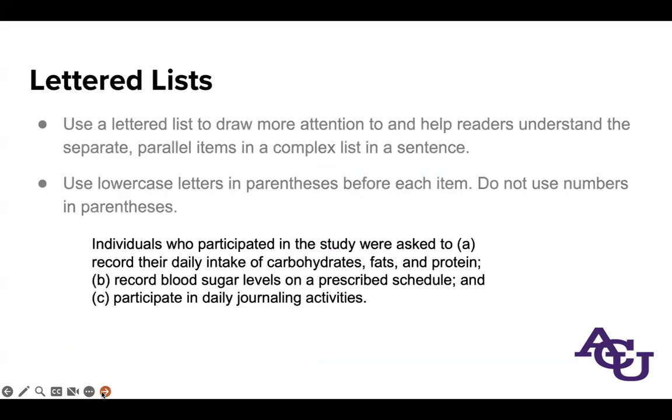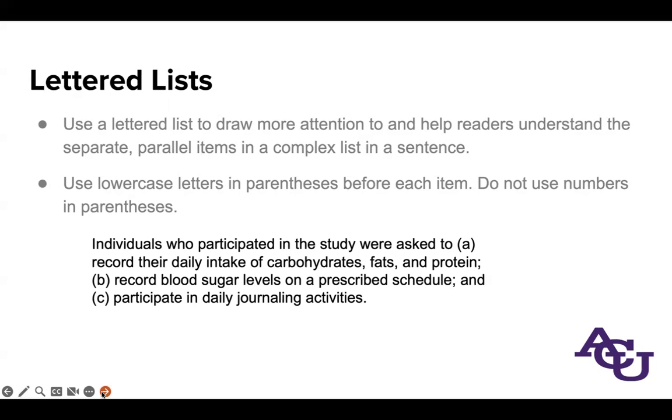The second type of list in APA format is a lettered list. A lettered list is similar to a simple list or a complex list, rather, but the letters are inserted between the items in the linear sentence to draw more attention to and help readers understand the separate parallel items listed. In APA, you use lowercase letters in parentheses before each item.